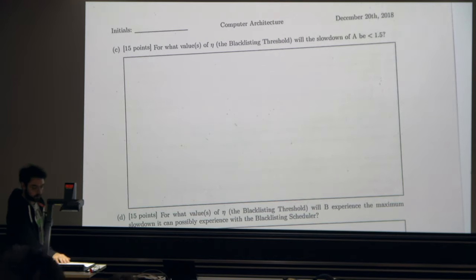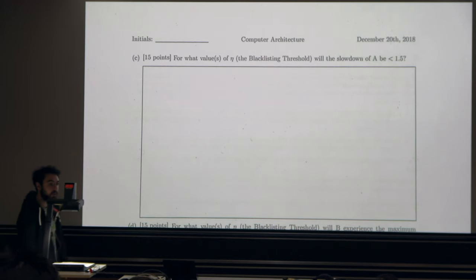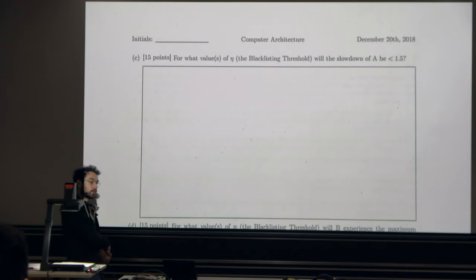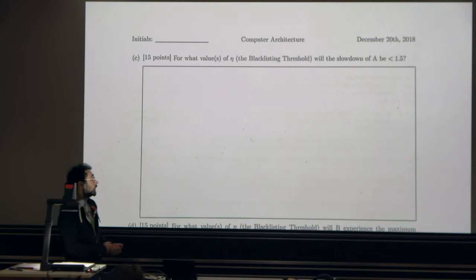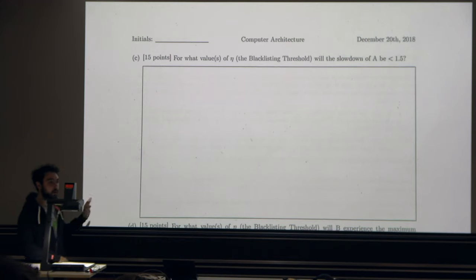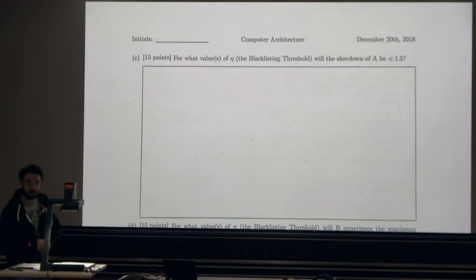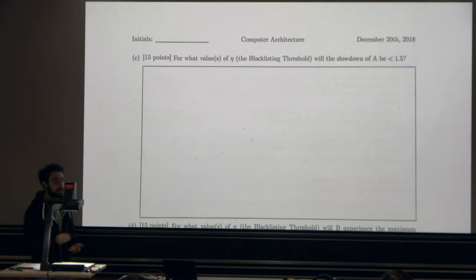So in this case, to have a slowdown of A which is less than 1.5, we need something that blacklists B, but it does not blacklist A. Because if it blacklists A, the slowdown cannot be less than 1.5, right? But this cannot happen given the memory request pattern that we have. If you see it carefully, we cannot have the A application running and the B application blacklisted and the A not blacklisted.